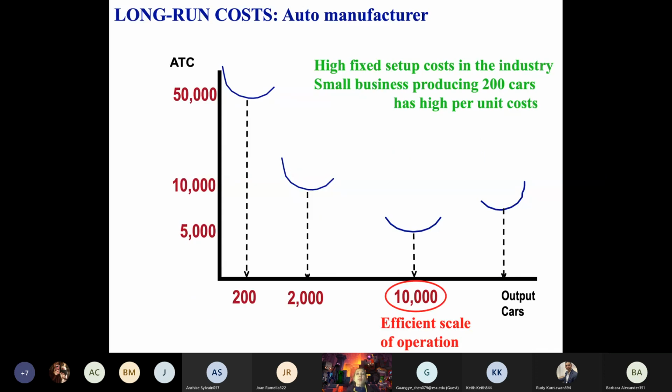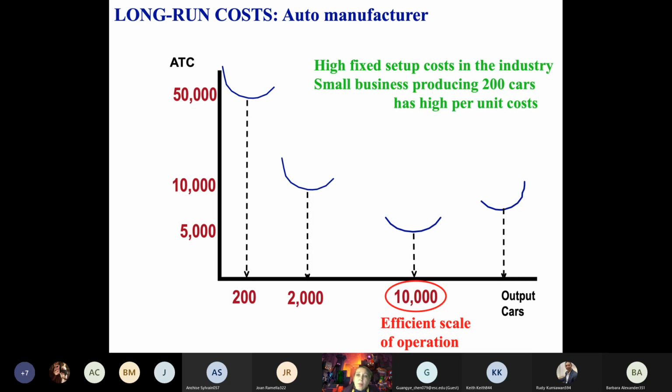In contrast to that, let's look at a totally different business, like an auto manufacturer. An automaker can produce 200 cars, or they can produce 2,000 cars, or 10,000 cars, or maybe even more, 100,000 cars. What's the difference between a locksmith and an automaker? The setup cost for a manufacturing plant is millions and millions of dollars. Not every locksmith can afford that, right?